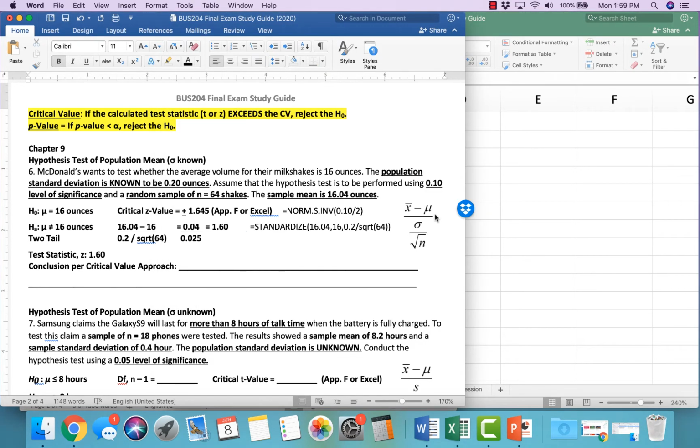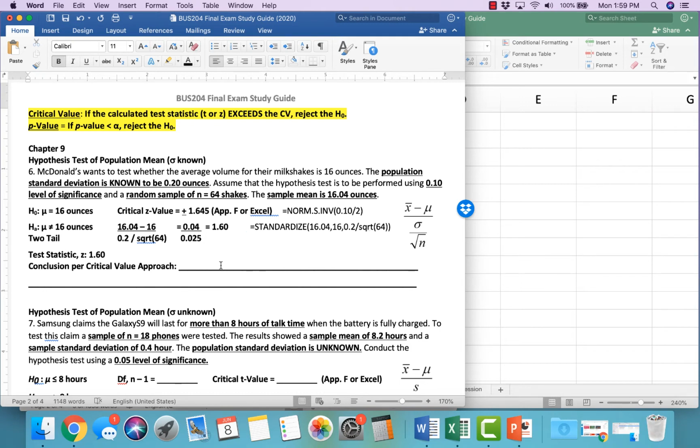So whichever way you prefer, if you like the formula with a calculator, or if you like using Excel, choose the best option for you. Just make sure if you're using Excel that you understand that the standard deviation in our formula is our standard error for a sampling distribution.